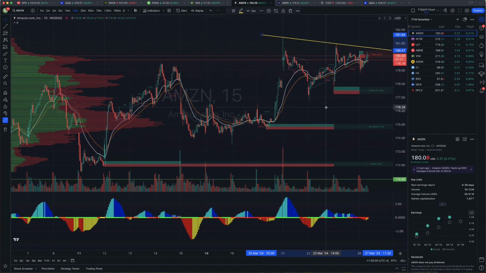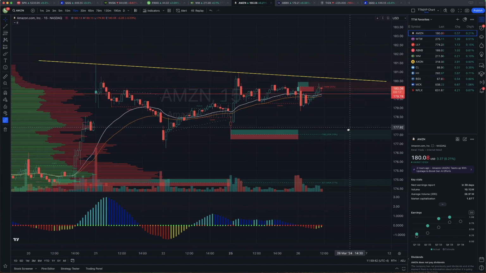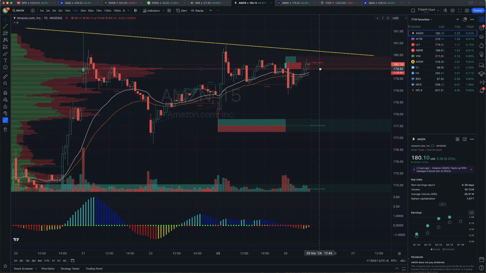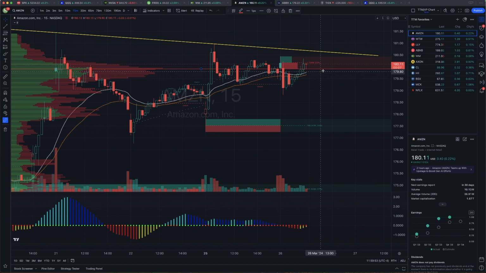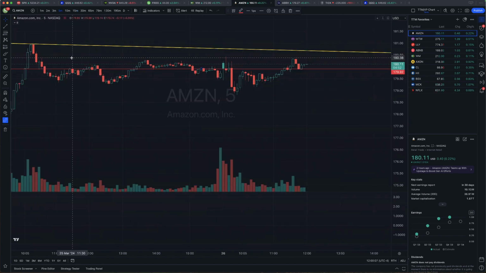I mean, I could see an entry off of... Oh man, it almost just gave it to us. Got an order block up here that is trying to chew through. Man, an entry off of VWAP today might be pretty interesting on Amazon.